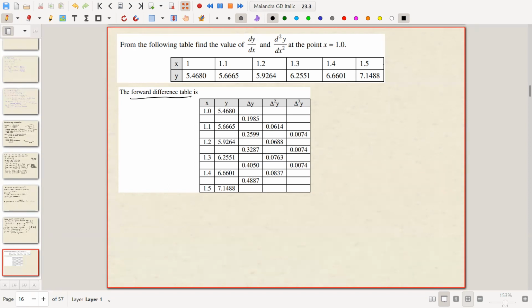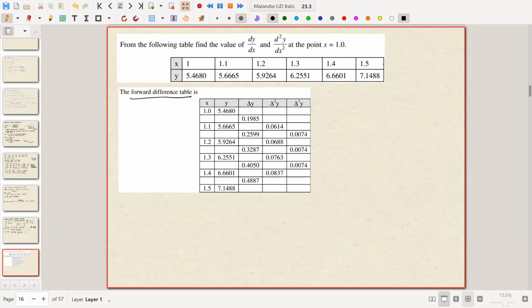You write the y in the second column, then you take delta y. What will be delta y? It will be y i plus 1, 5.6665 minus 5.4680. That you write in the middle of them. Then you do 5.9264 minus 5.665. That is here. So you generate delta y. Is it clear?